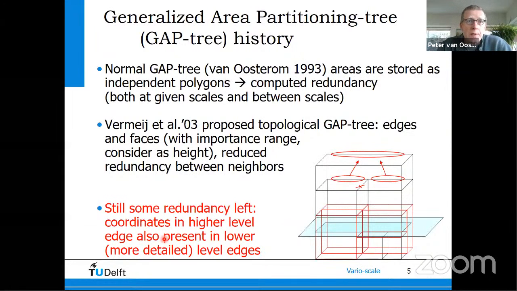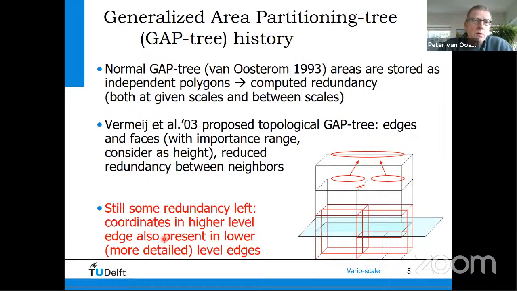So how can this be improved? We want to have one representation for all scales. Already quite some years ago, nearly 30 years ago, just after I finished my PhD thesis, I was struggling with this problem and came up with the generalized area partition tree as a structure. And I'll explain to you later what it is.